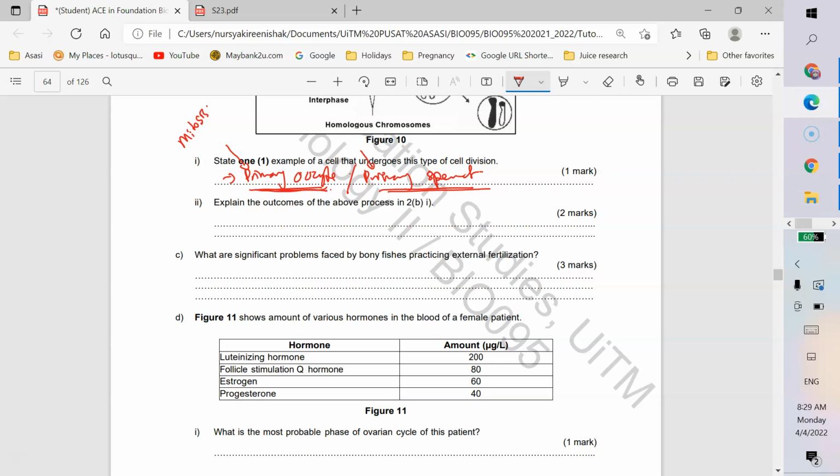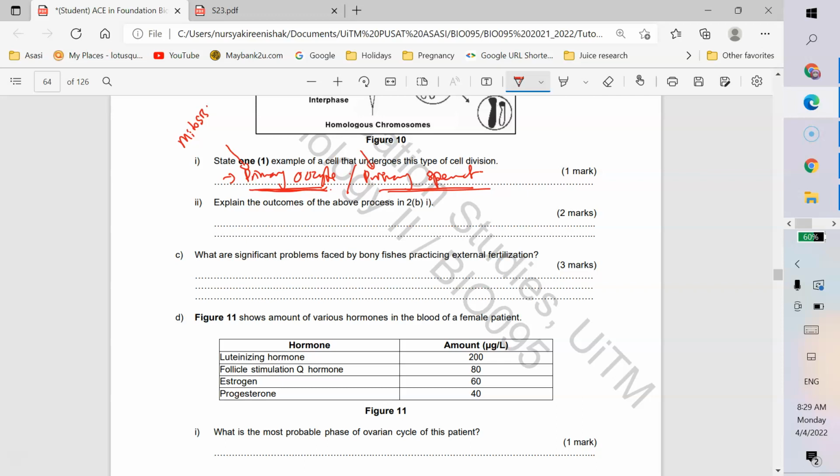Okay, so for question 2, explain the outcomes of the above process in 2B1. So first, cells will undergo meiosis 1 to form 2 haploid secondary spermatocytes. Second, secondary spermatocytes will undergo meiosis 2, producing 4 haploid spermatids. Boleh lah. Explain the outcome of the above process, producing apa yang awak cakap tadi, 4 haploid spermatids.